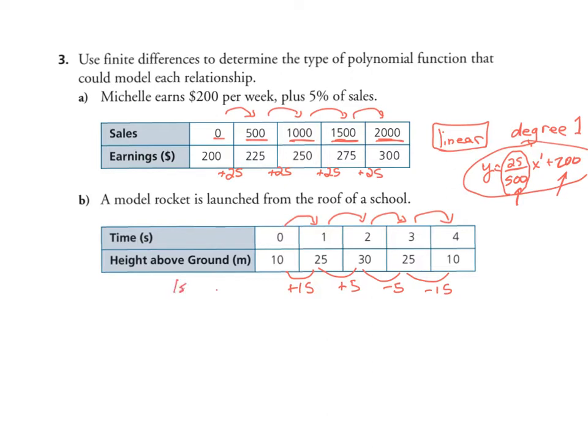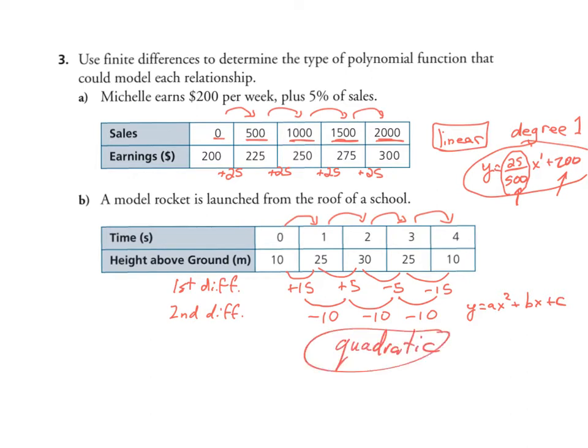Let's go to the second differences. Well, we're going minus 10, 15 to 5, minus 10. Oh, minus 10 again. This is looking promising. Yep, minus 10 again. This is looking like a second degree polynomial. So you're going to have y equals ax squared plus bx plus c. Or you can just say quadratic.